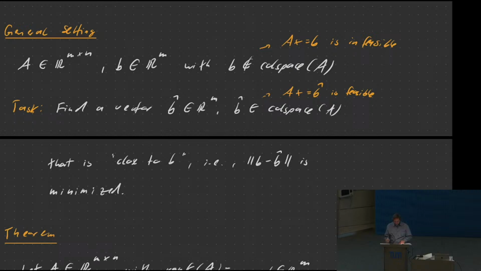And as it turns out, what we have to do here is this b hat is actually the projection of b onto the column space of A. Right? That's the best that we can get. That will guarantee that we get a b hat that actually is in that column space, and it will be as close as possible to b.